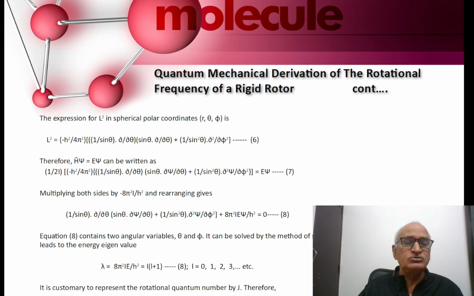It is customary to represent the rotational quantum number by J. Therefore, the above equation becomes energy equal to J(J plus 1) h square upon 8 pi square I. Again, we use the simplified symbol B, the rotational constant. So the equation becomes BhcJ(J plus 1) in terms of energy. In terms of frequency, it becomes BJ(J plus 1), where the value of B is h upon 8 pi square IC.